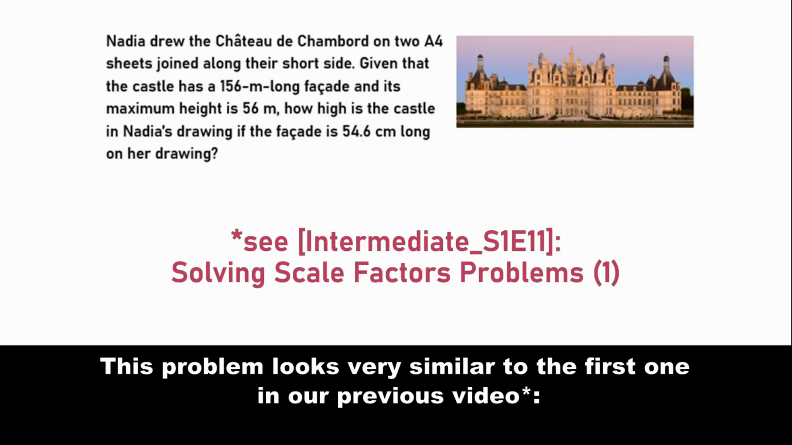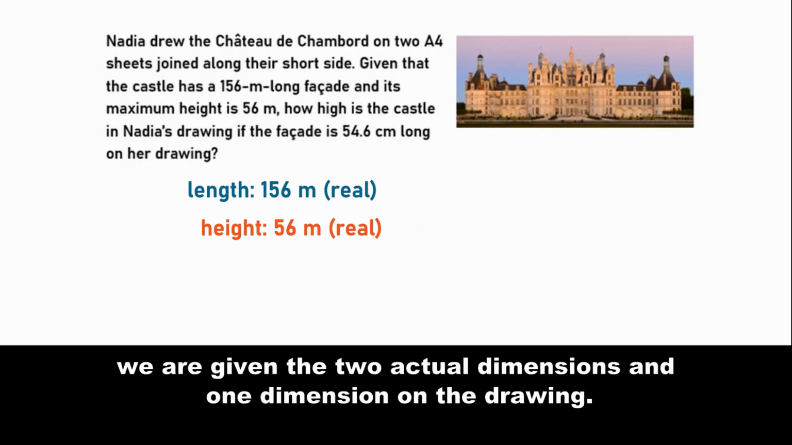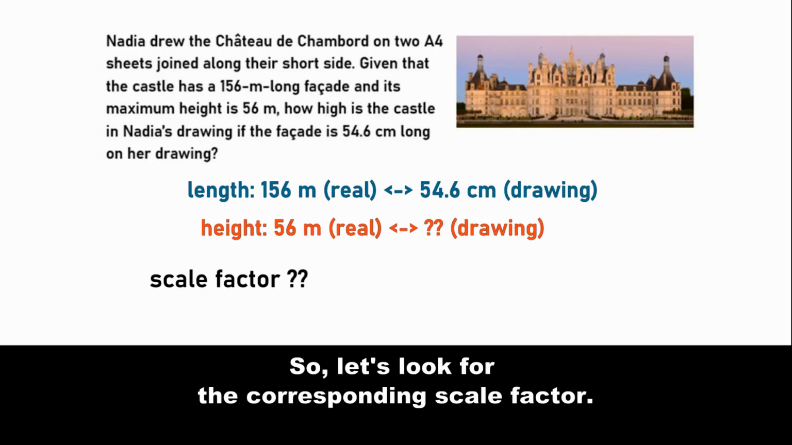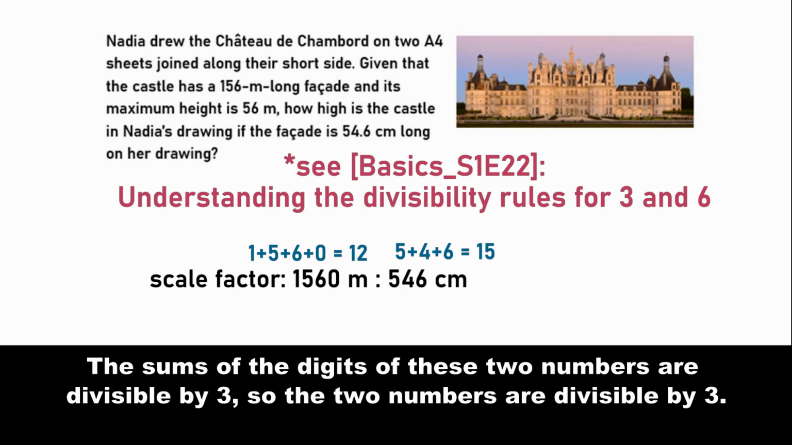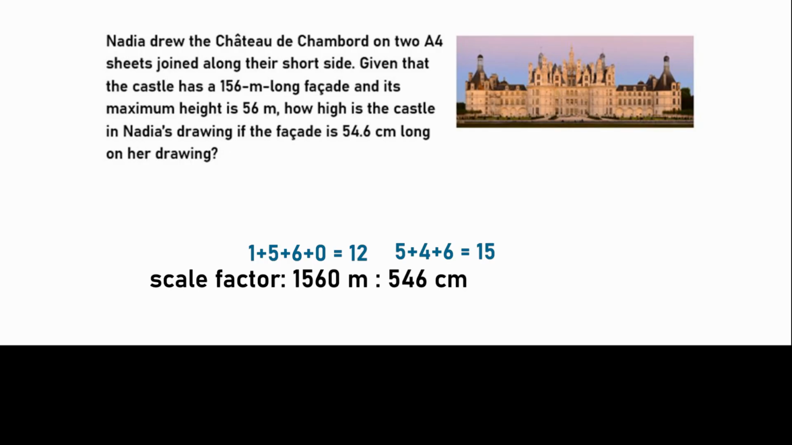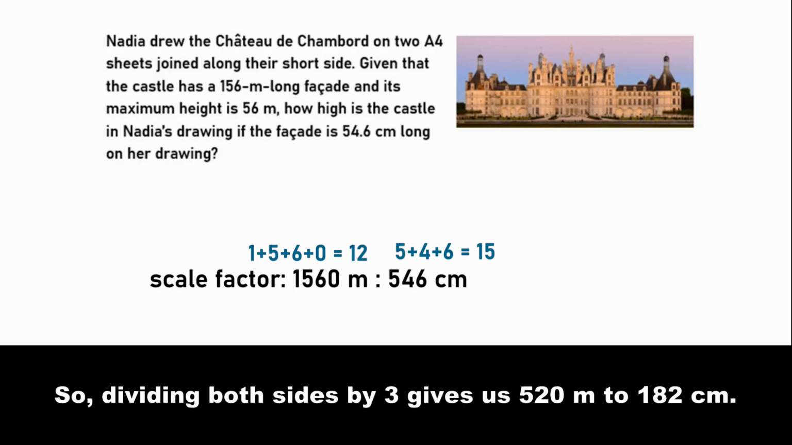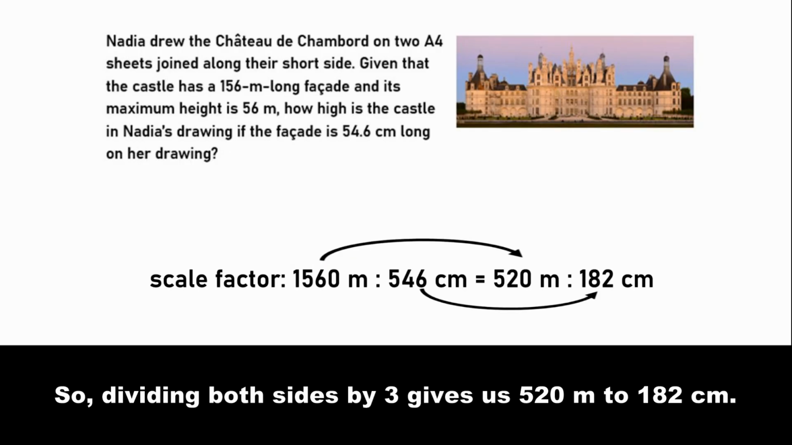This problem looks very similar to the first one in our previous video. We are given the two actual dimensions and one dimension on the drawing. So let's look for the corresponding scale factor. We see it's 156 meters to 54.6 centimeters, or equivalently 1560 meters to 546 centimeters. The sums of the digits of these two numbers are divisible by 3, so the two numbers are divisible by 3. So dividing both sides by 3 gives us 520 meters to 182 centimeters.